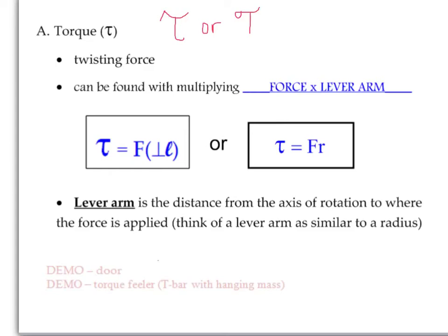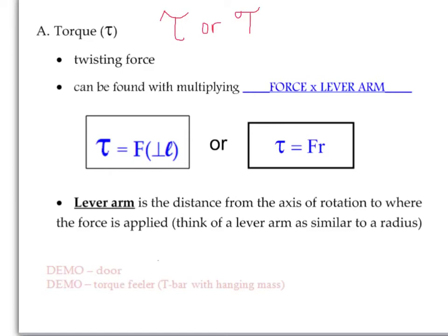If you read your book, it'll say times sine theta. I'm always going to give you 90 degrees, so you don't have to worry about the theta part. It's going to be force times the lever arm times the sine of 90, and sine of 90 is 1, so we're just dropping that part off. The force and the lever arm are perpendicular to each other.